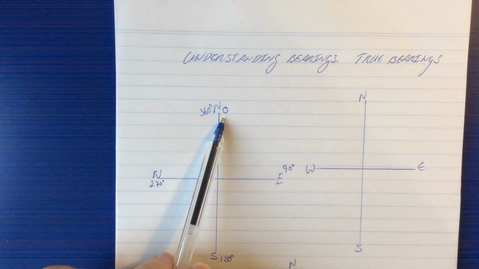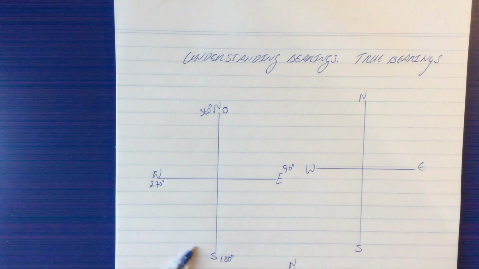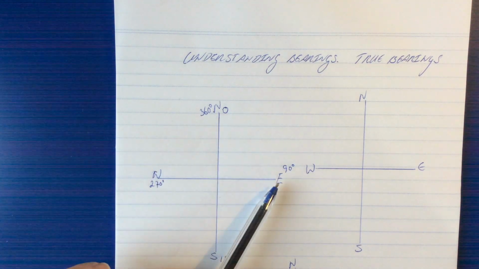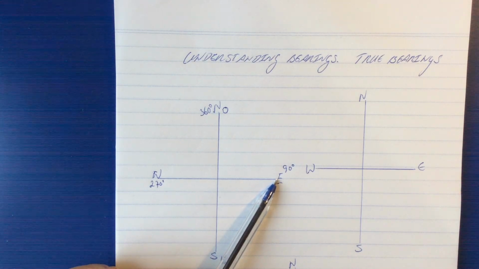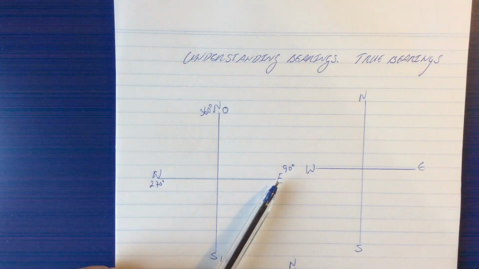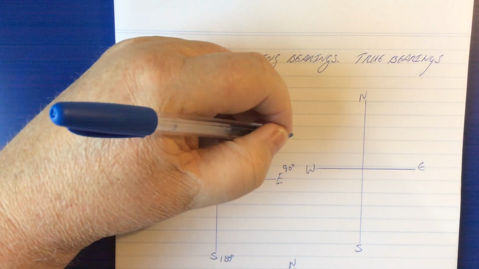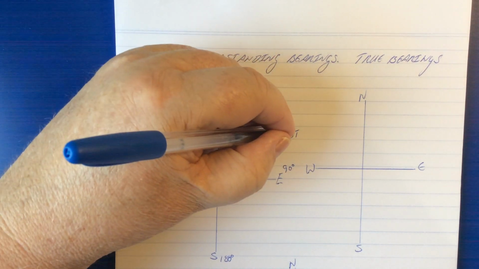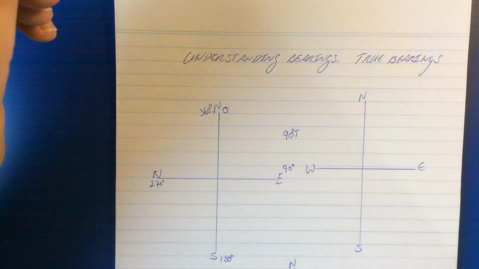When we're dealing with true bearings, we work in a clockwise direction. And so, if we were describing east in terms of true bearings, we would say 90 degrees, and we'd write it like this, 90t. 90 degrees true.